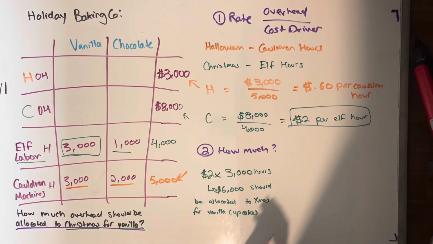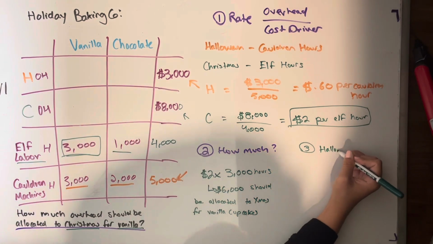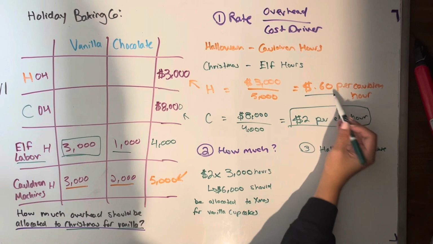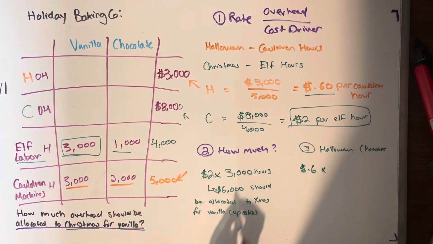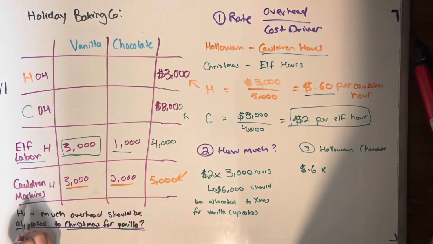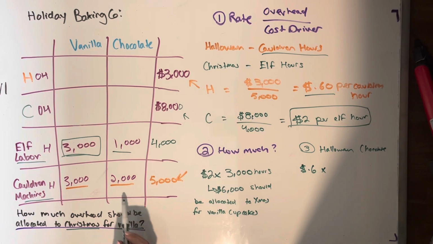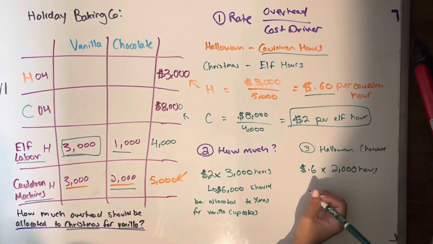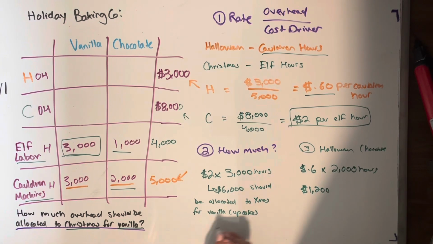What if we wanted to do it for, say, Halloween and chocolate cupcakes? Well, we could do the same exact thing. We have the rate of 60 cents per cauldron hour for the Halloween department, and so we just multiply that by 2,000, giving us $1,200 that should be allocated to the Halloween department for chocolate cupcakes.